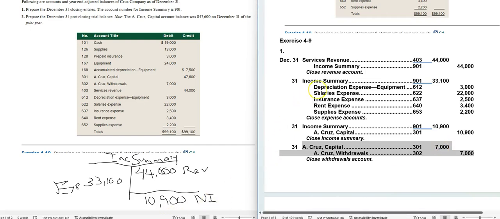Big picture, what the closing entries have accomplished is all of the temporary accounts, withdrawals, revenues, and expenses, they're all zero. All of their balances have now been transferred into the owner's capital account. Owner's capital was increased by the amount of net income, decreased by how much of those profits the owner withdrew during the period.